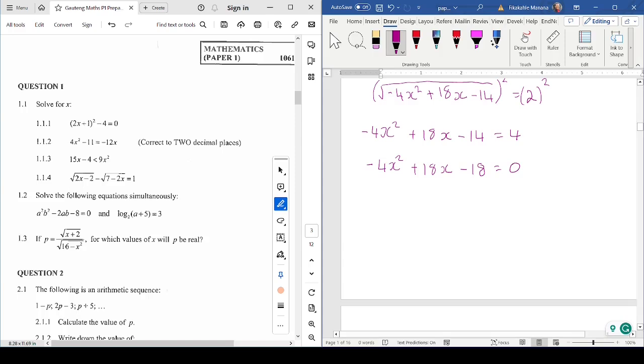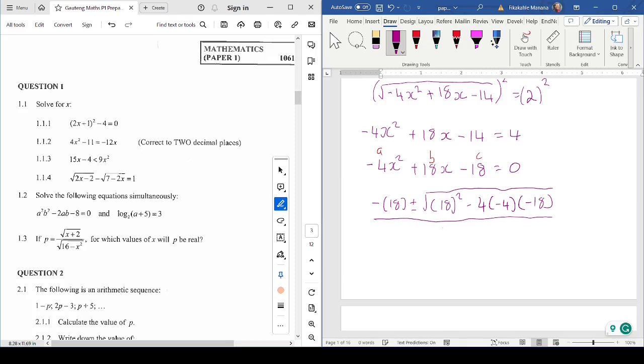Okay, cool. Remember we're solving for x, so I'll use the quadratic formula once again. That's a, that's b, and that's c. So minus b is 18, plus or minus the square root of b squared, which is 18 squared, minus 4a, which is minus 4, and then c is minus 18. All of this under the square root, divided by 2a. 2 times a is minus 4.